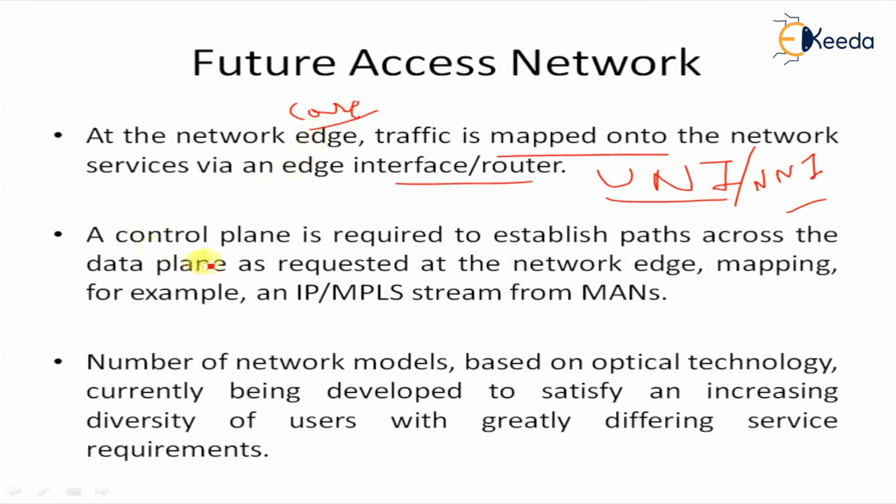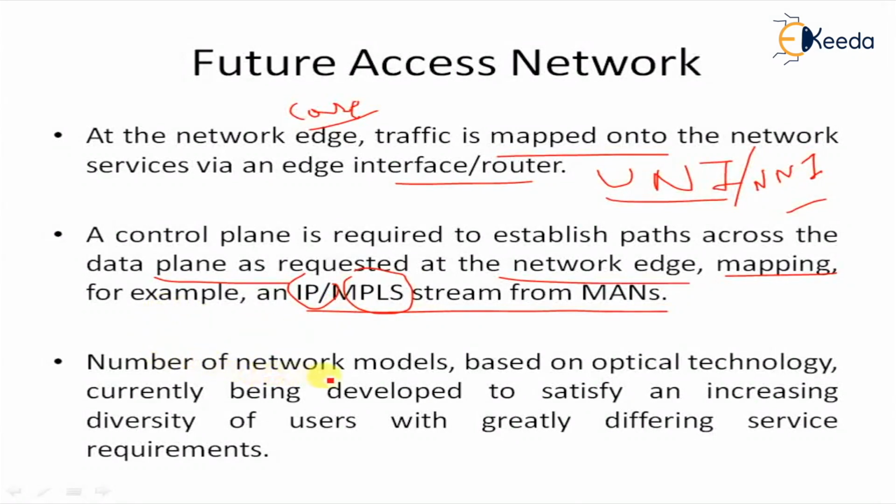A control plane is required to establish a path across the data plane, as requested at the network edge, mapping, for example, an IP/MPLS stream for the main network. What is IP/MPLS? A multi-protocol label switching router. Clear? In this case, the specific wavelength or any kind of path establishment can be done in a centralized manner, or in a distributed manner.